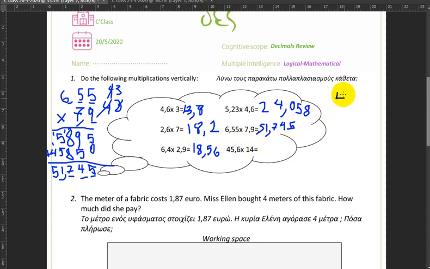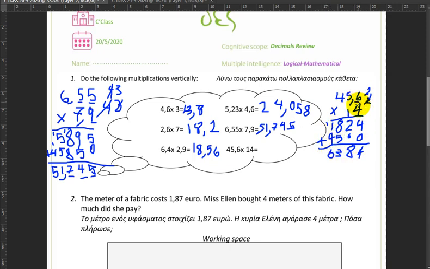45.6 times 14. Now this is going to be really easy because we have a 1 right here. 4 times 6 is 24, right? 4, carry 2. 4 times 5 is 20, plus 2 that I carried over makes 22, carry 2 again. 4 times 4 is 16, plus 2 that I carried over is 18. Put a 0 beneath the 1s, and then 1 times 6 is 6, 1 times 5 is 5, 1 times 4 is 4. And I add 4 and 0 makes 4, 2 and 6 makes 8, 8 and 5 makes 13, right? 3, carry 1, 1 and 1 and 4 makes 6.